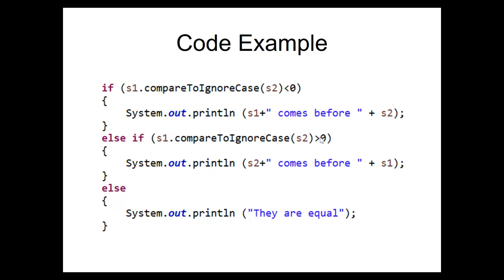If it's the opposite, if S1 was bigger, or sorry, if S1 compared to ignore case S2 is a positive number, that means that S2 comes before S1, because in order for this to be a positive value, S1 would have a higher code and be bigger than S2. When you subtract them, that would give you a positive number.